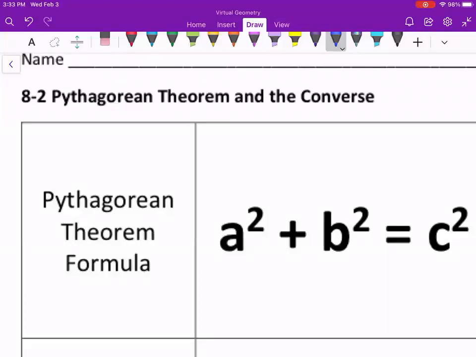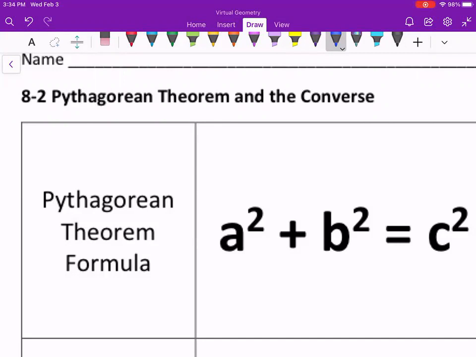Hi guys, we're looking at Pythagorean theorem today and also the converse of the Pythagorean theorem. We have looked at Pythagorean theorem in the past, but now that we're dealing with our right triangle unit, we're going to spend a little more time on it because there's other versions of the Pythagorean theorem that we can use to help find missing sides.